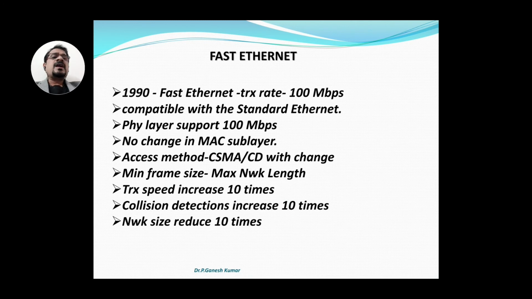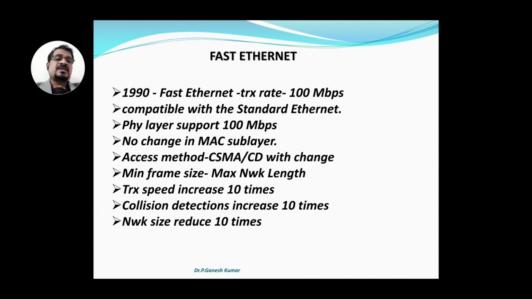With that, Fast Ethernet evolved in the 1990s, and it could achieve 100 Mbps, which is 10 times the standard Ethernet speed. They also have to be very particular about one thing: whenever new technology comes, we cannot throw away the old existing technology. In this case, it has to be compatible with existing standards.